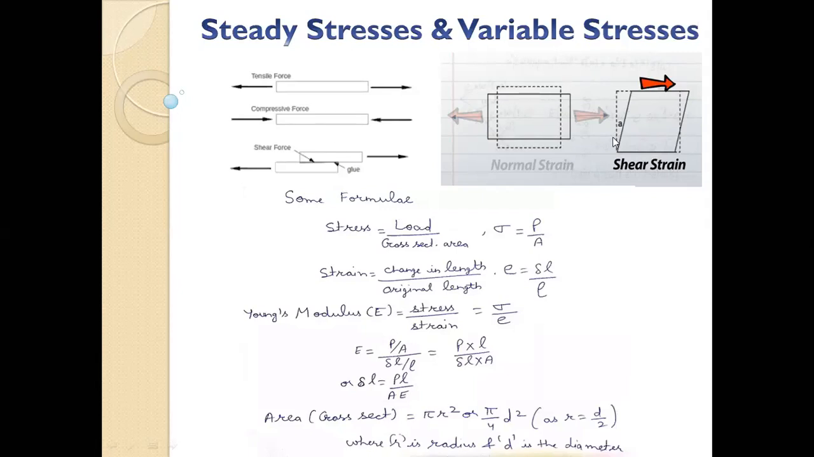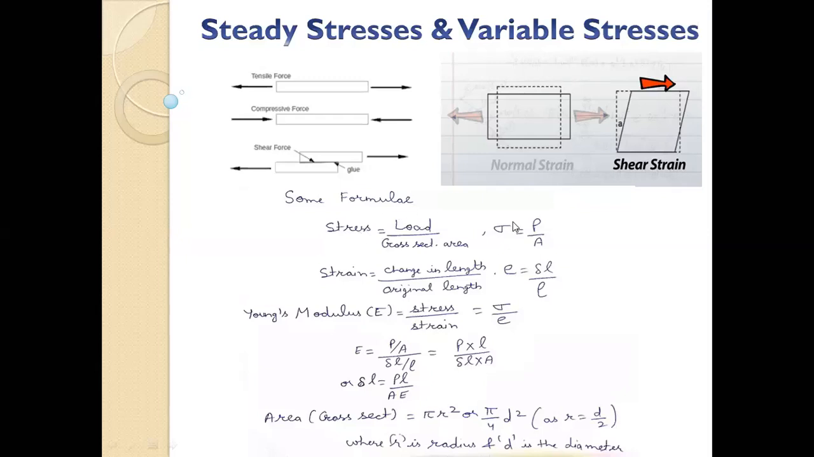So shear force here, if you see a diagram, normal strain, or the tensile or compressive strain, is basically change in the dimension or change in the length. But in shear, you are trying to cut it. So you are trying to shift it, which is to move the top portion from the bottom with some angle. That angle is basically called shear strain.